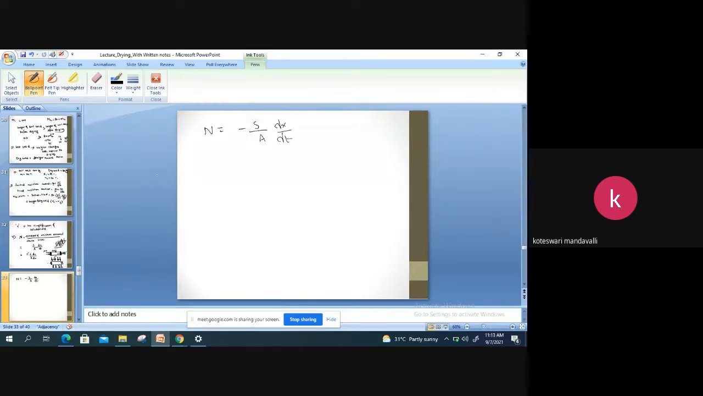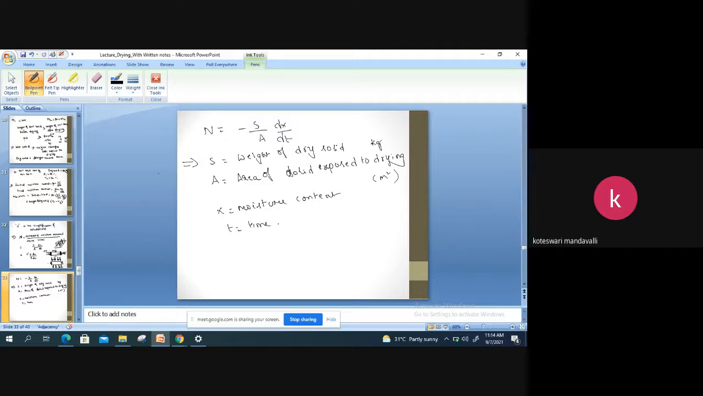Here S is the weight of dry solid, in kgs or any unit. A is the area of solid exposed to drying, in meter square. dx is the change in moisture content, and t is the time, the time required, in hours.